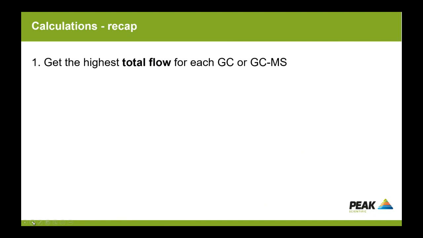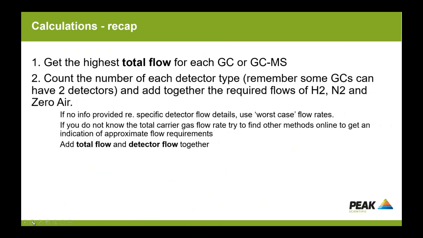So just to recap on calculating carrier gas requirements, get the highest total flow for each GC or GCMS, then count the number of each detector type and look at or calculate the total flows of hydrogen, nitrogen, and zero air. Again, if we don't have specific information, use worst case flow rates for the detectors.